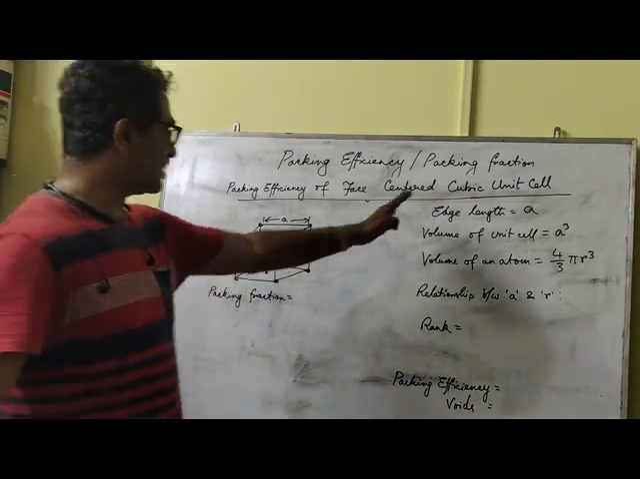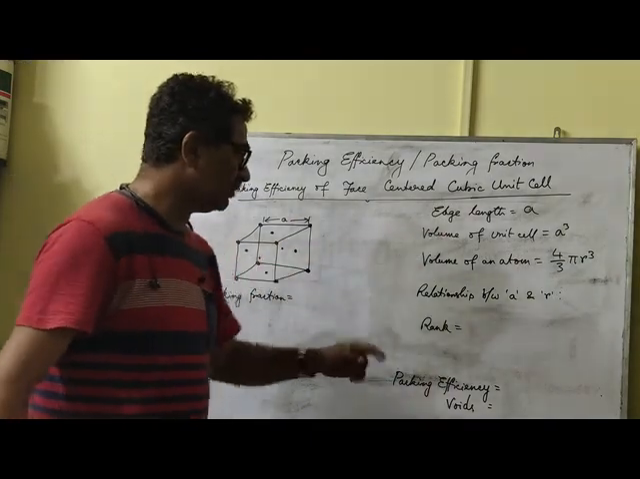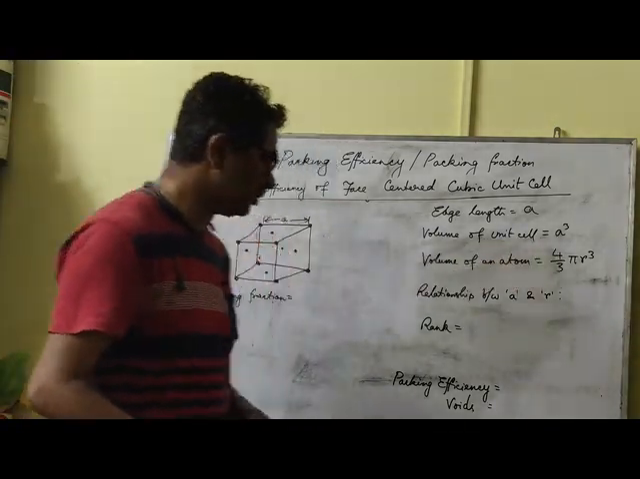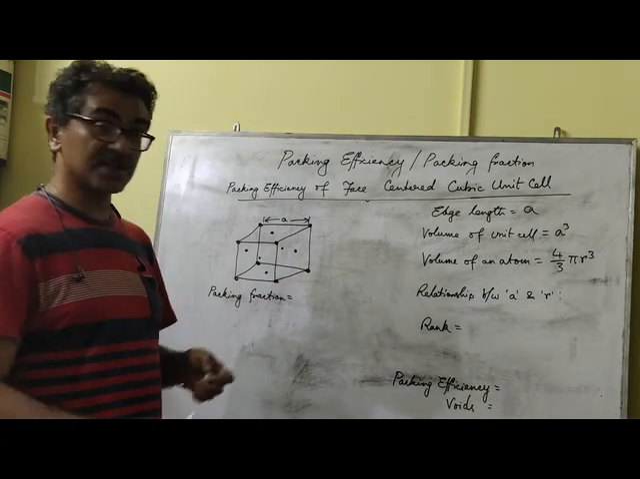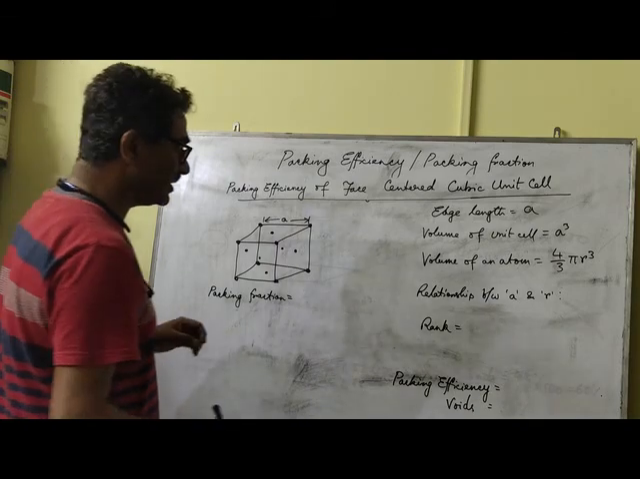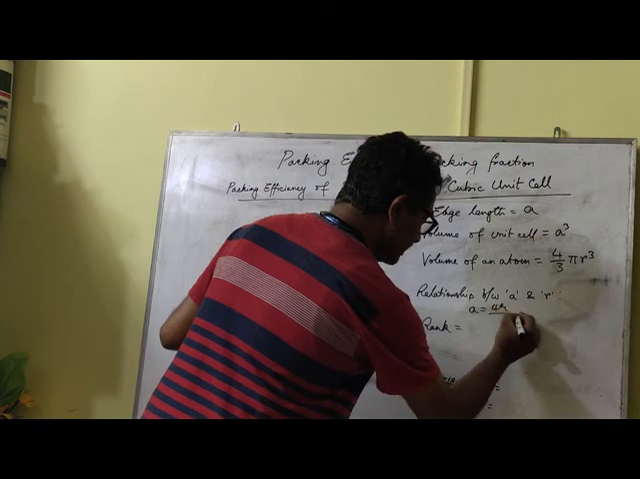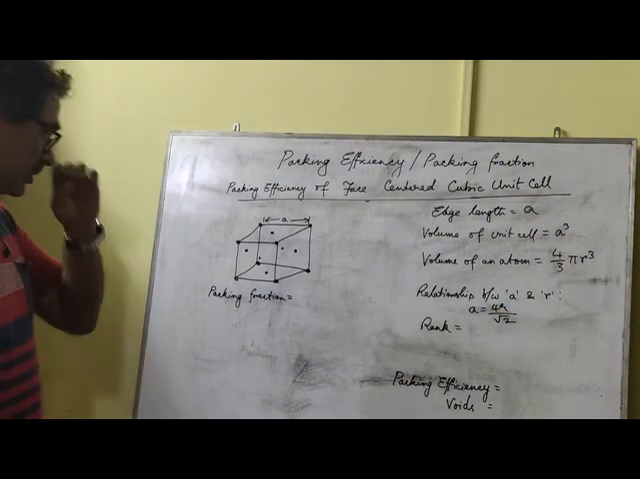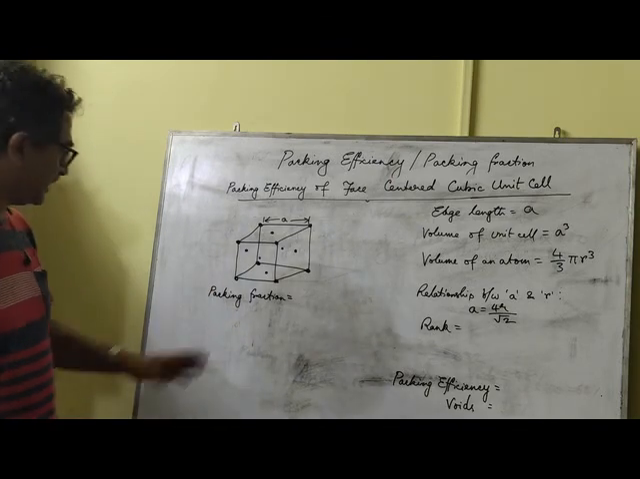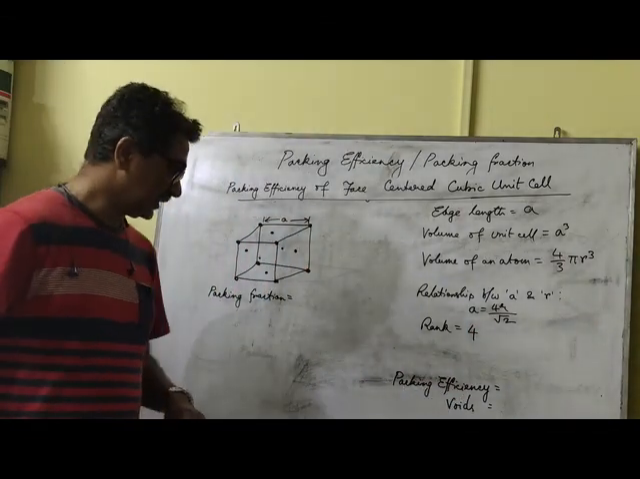Now we have assumed the edge length to be A as usual, just like before. The volume of the unit cell, since it's a cube, is A cube. Volume of an atom, since we are assuming it to be a sphere, is 4 by 3 pi r cube. And here what we require is the relationship between A and R, that is the edge length and the radius. A is equal to 4r divided by root 2. So 4r divided by root 2 is the relationship between A and R. And the rank is 4. This will make it highly efficient. You will see it just now.